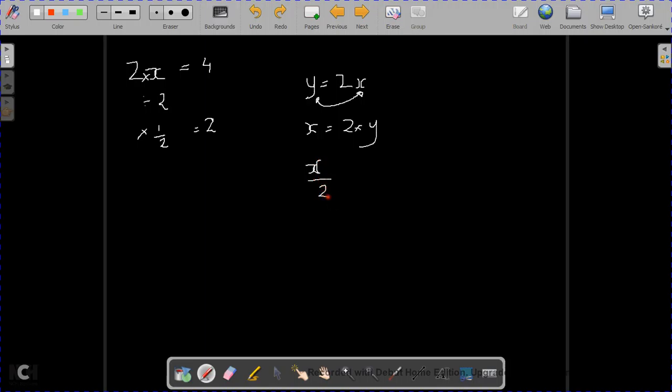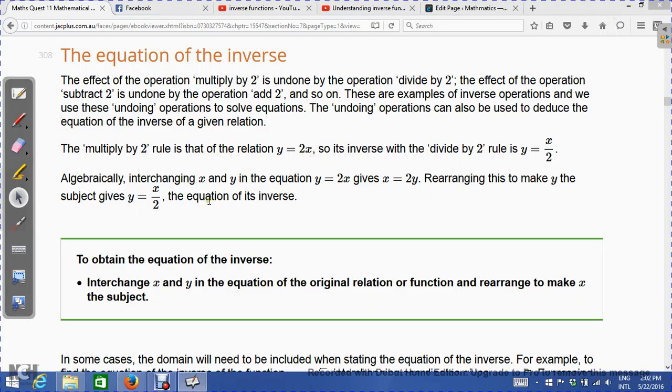Oops, x over 2 equals y. Okay, dividing by 2, the 2's cancel. And that gives us the inverse. So y equals x on 2, that's the equation of its inverse.